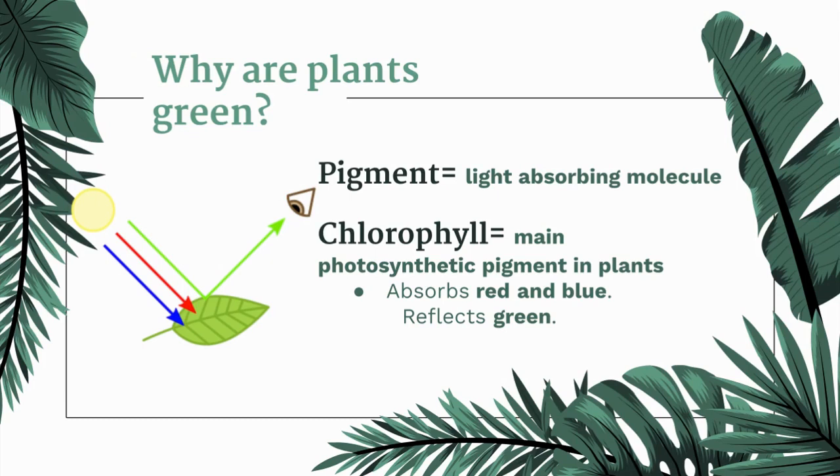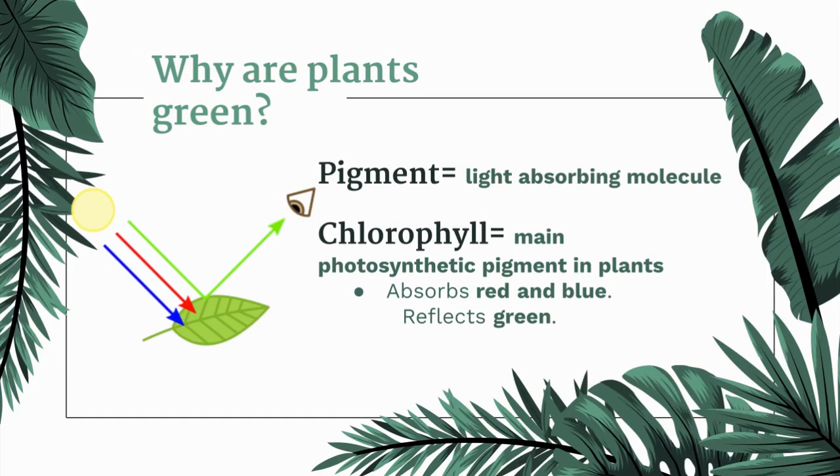The thing that absorbs the sunlight to capture the sunlight is called a pigment. It's a light absorbing molecule. In plants, chlorophyll is the main photosynthetic pigment. What it does is it absorbs red and blue and reflects to our eyes green. So it's absorbing most of the energy from the sun, but reflects back that green color. That's why when we look at plants, we see the color green.